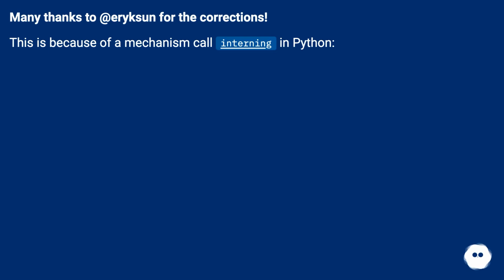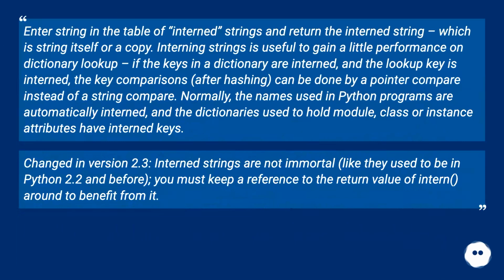This is because of a mechanism called interning in Python. Enter string in the table of interned strings and return the interned string, which is the string itself or a copy. Interning strings is useful to gain a little performance on dictionary lookup. If the keys in a dictionary are interned, and the lookup key is interned, the key comparisons, after hashing, can be done by a pointer compare instead of a string compare.